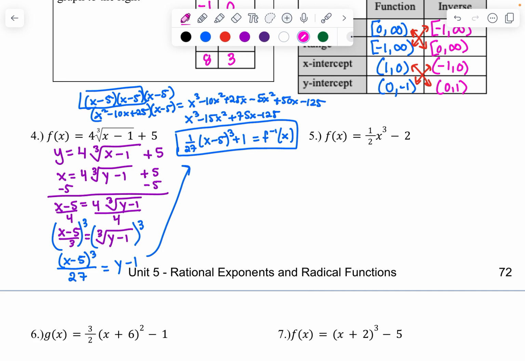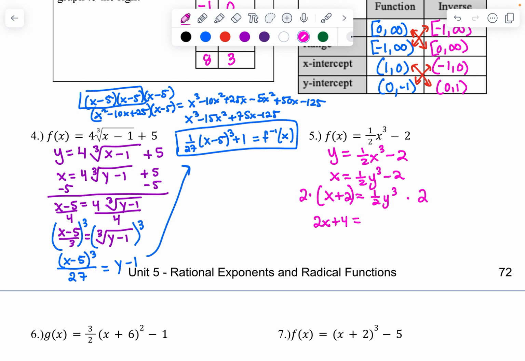All right, so number 5, again, replace the f of x with y, and then swap the x and the y. Move the 2 over, so add the 2. And then we don't divide by fractions, we multiply by the reciprocal instead, so we're going to multiply both sides by 2, and get 2x plus 4 equals y cubed.